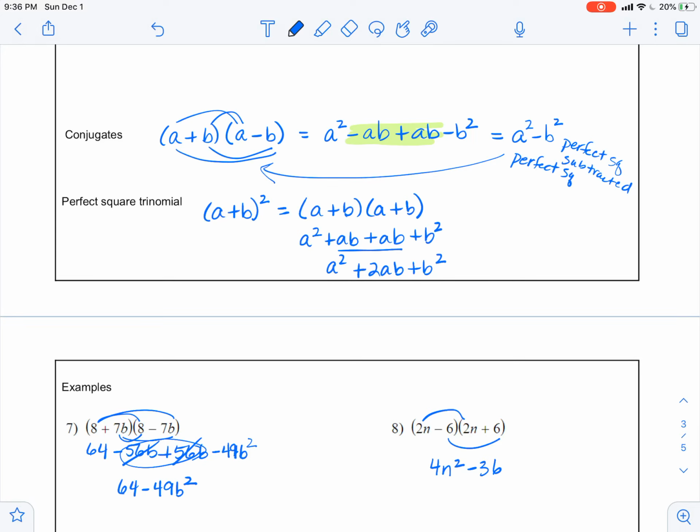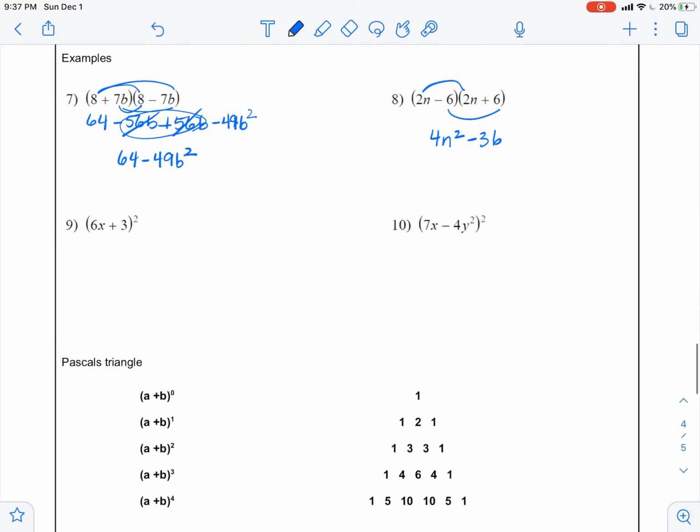So a lot of times what I will say to the kids is, if you can remember, you square your a, take a times b times the 2, that gives you the 2ab, and then square your b. And that'll also help you shorten it down. Do you need to know that? No, you don't, because you can just do it the long way. So let's just show you here.